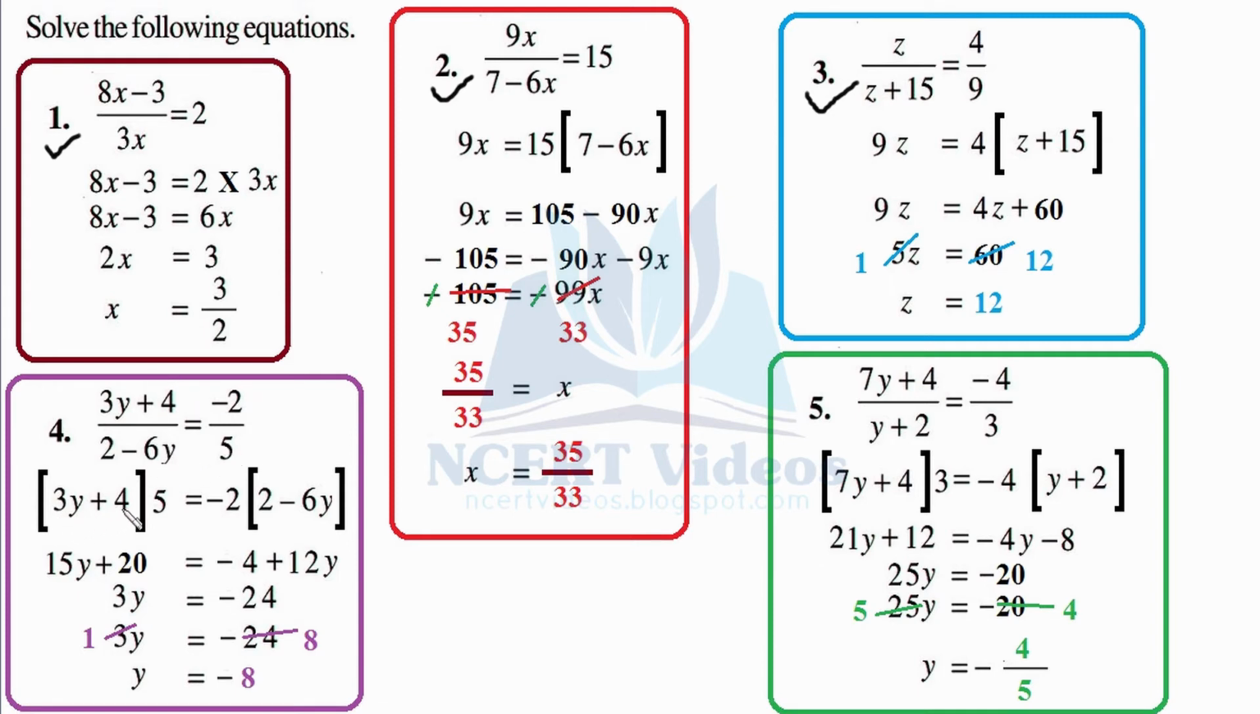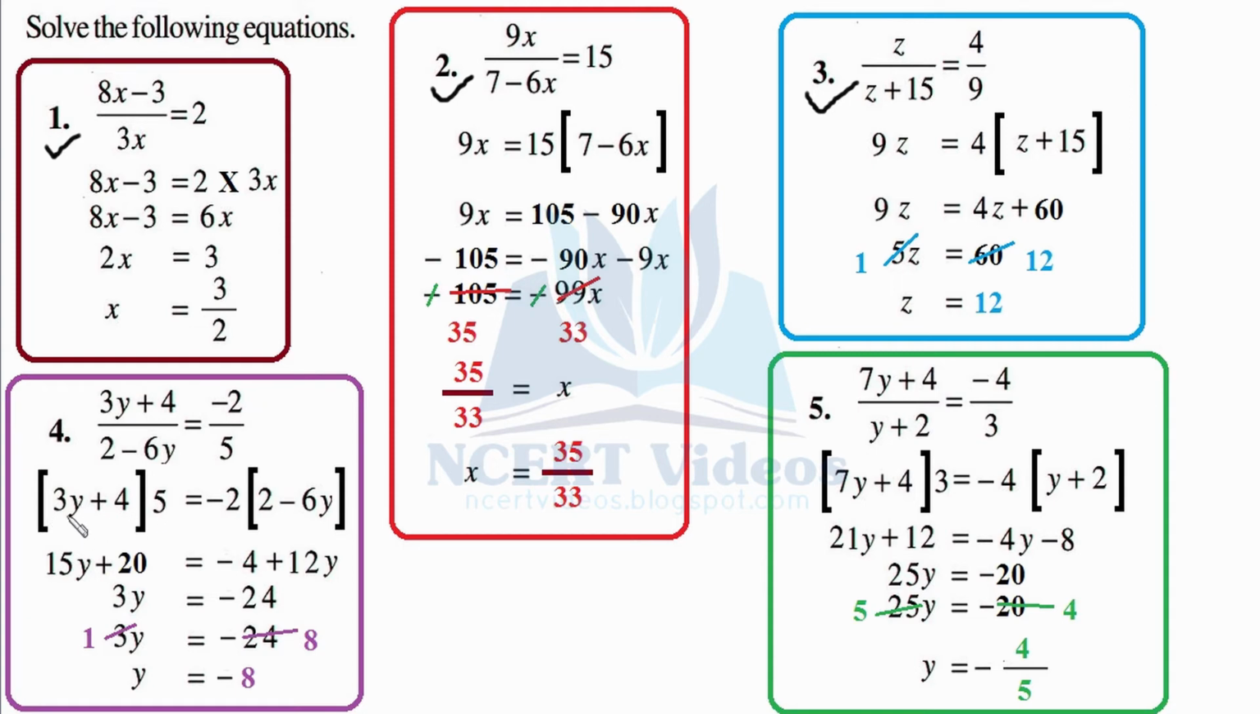So 3y plus 4 inside brackets, because it's a bigger number and we have to multiply it completely with this 5. So we wrote it inside brackets, equals, as it is, minus 2 as it is, and 2 minus 6y inside brackets. So always put the bigger number in brackets while you are in the learning phase. Now let's open up the brackets.